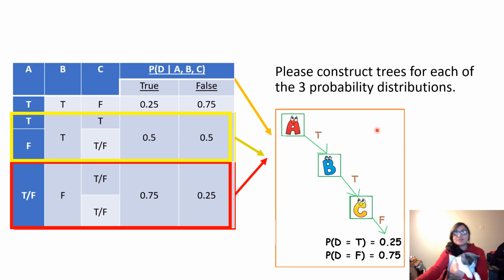So then what we're going to do is try to construct trees for each of these 3 probability distributions. There's this orange one here, the yellow one, the red one. But I'm trying to show you that for the orange one, A is true, B is true, and C is false. And this is one of the ways we can go about it. We can say, A is true, then B is true, which is what we have here, and then C is false. So this orange corresponds to this part here. So A is true, and B is true, and C is false, and then the probability D is true is 25% here. Probability D is false is 75%. And then you sum them up, and you get 100%. So that's what we could observe from here.